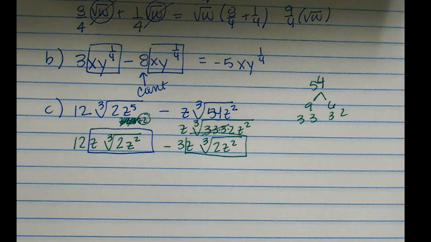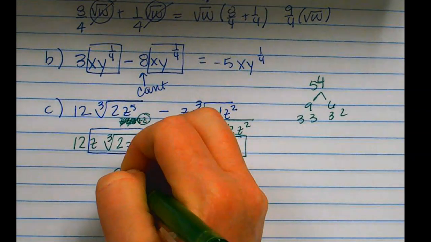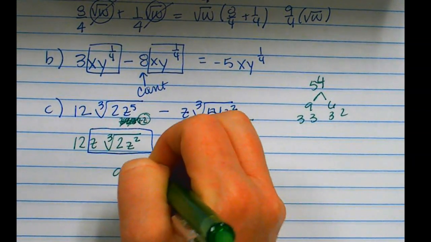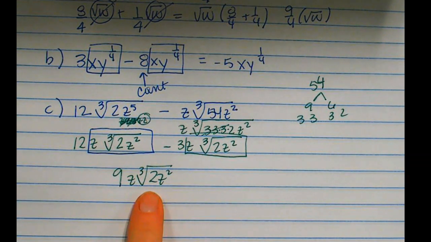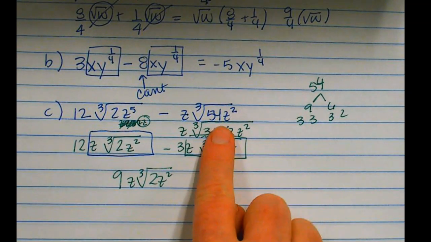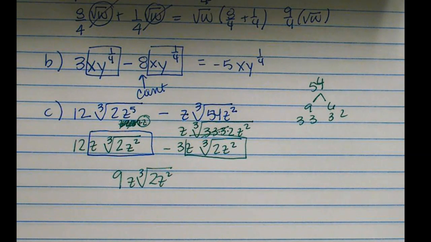And since they match, I can say I've got 12 boxes and somebody's going to take away 3 boxes. How many boxes do I have? 9 boxes. And then I just repeat what's in the box: z cube root of 2z squared. So these are like terms because every single thing inside the box is the same: base, exponent, and then base, even radical. So that is represented as an exponent. This would be the more complicated version where you might have to simplify your stuff and then see that they have the same terms.